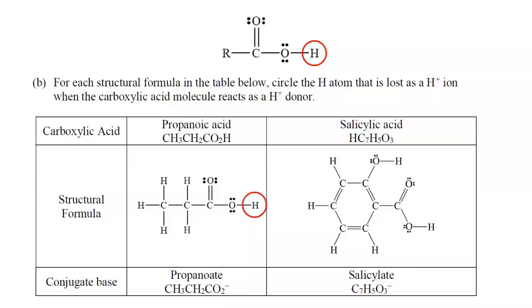And there's a more complicated structural formula on the right side of the slide. This is salicylic acid. But let's focus on the CO2H portion of this carboxylic acid molecule, and that makes this hydrogen that I'm circling the acidic hydrogen atom that is lost as an H+ ion.